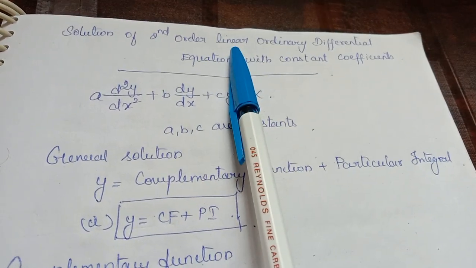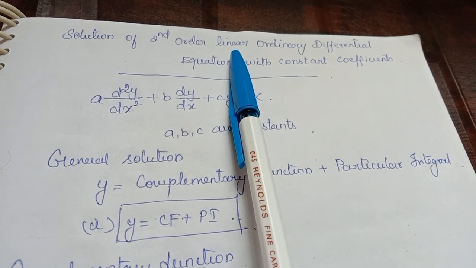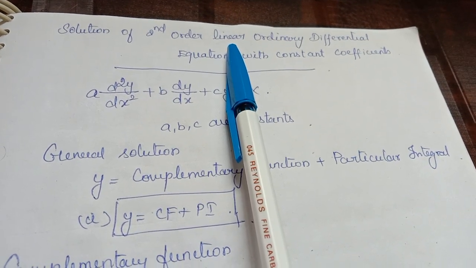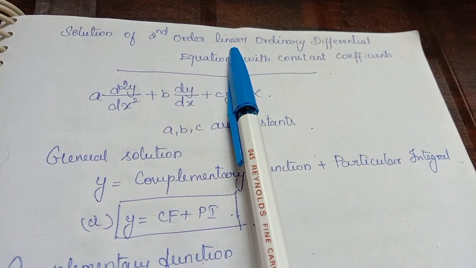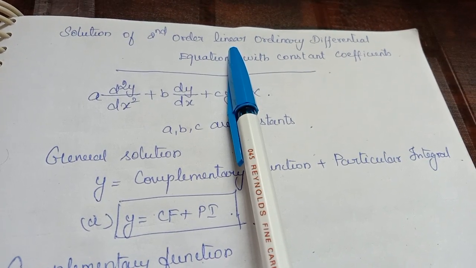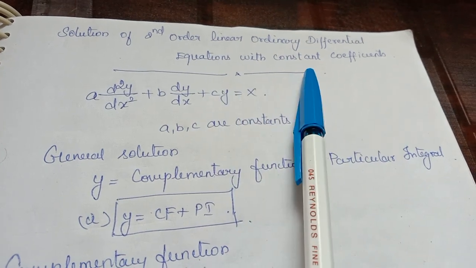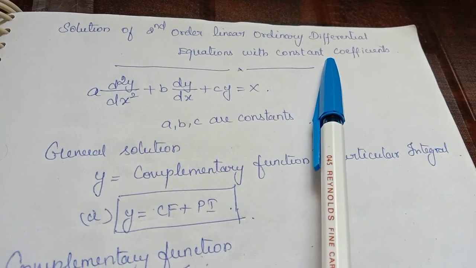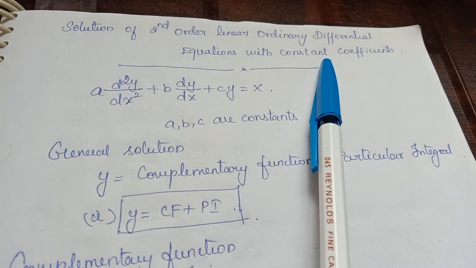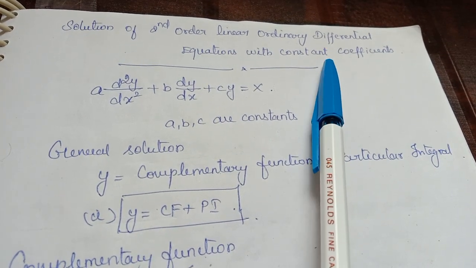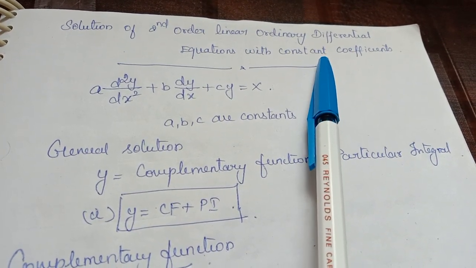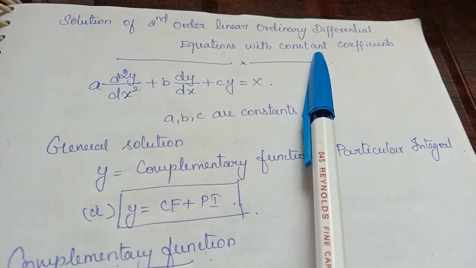Linear means the unknown function y and all its derivatives, dy by dx, d square y by dx square, everything is of power 1. Ordinary differential equation with constant coefficients: constant coefficient means again the unknown function y, dy by dx, d square y by dx square, all the three have constant coefficients.